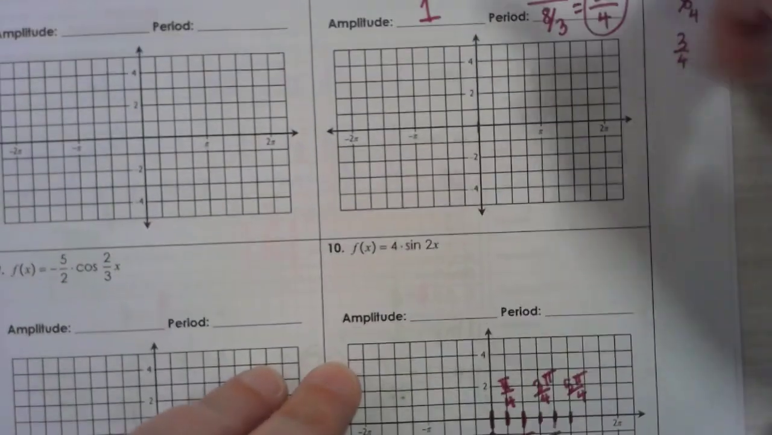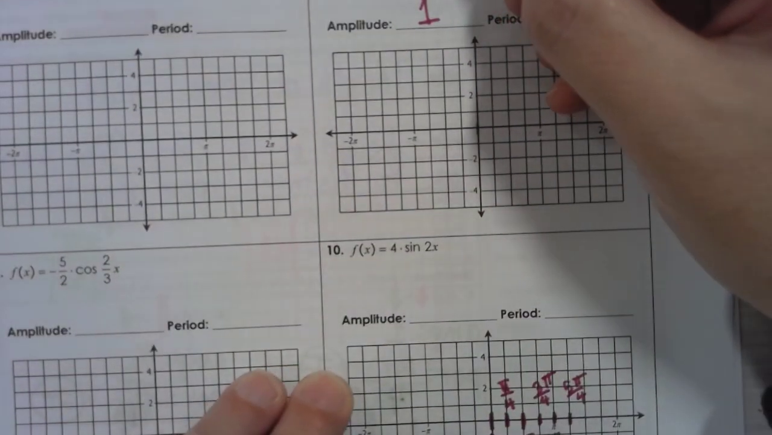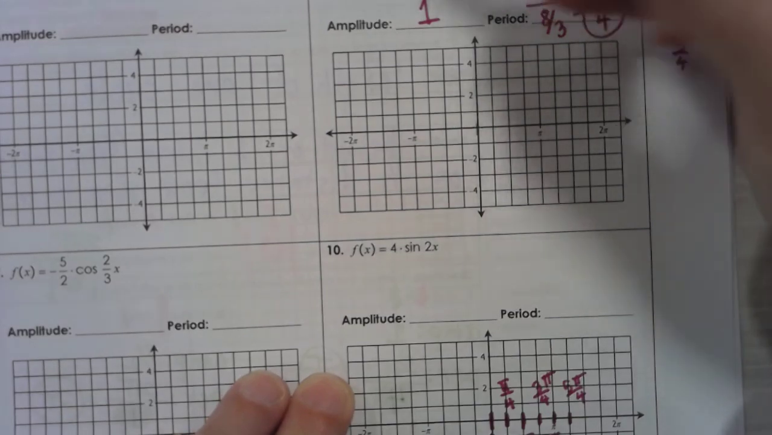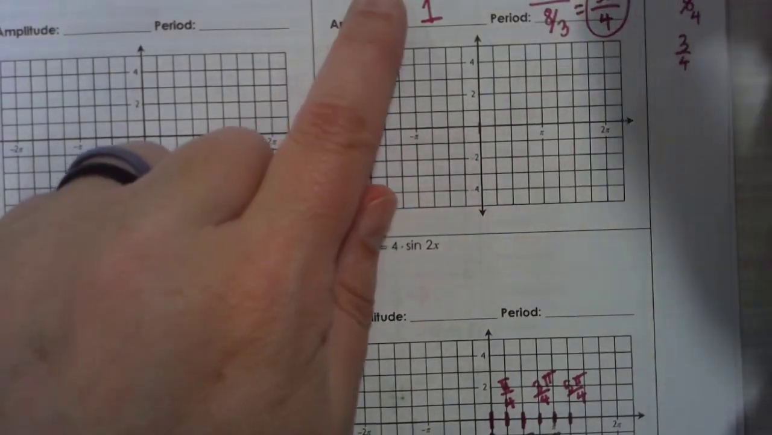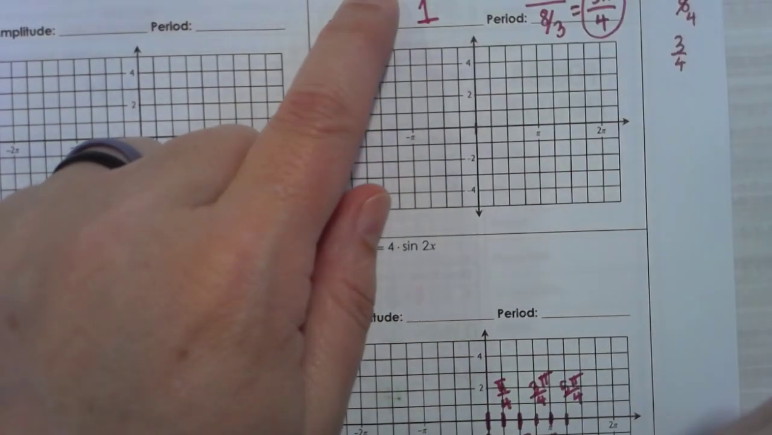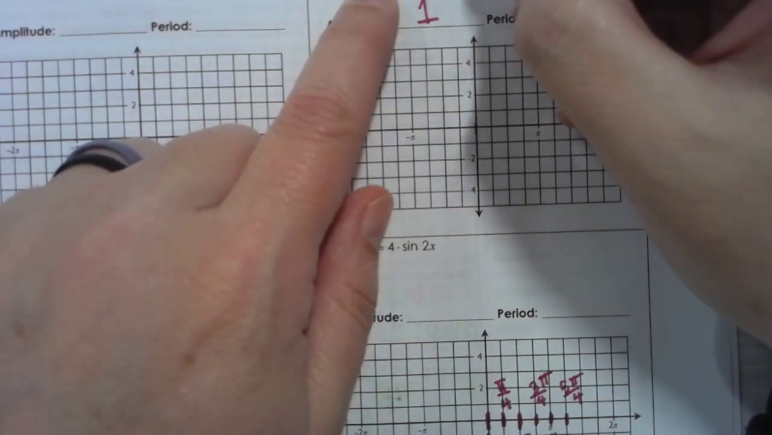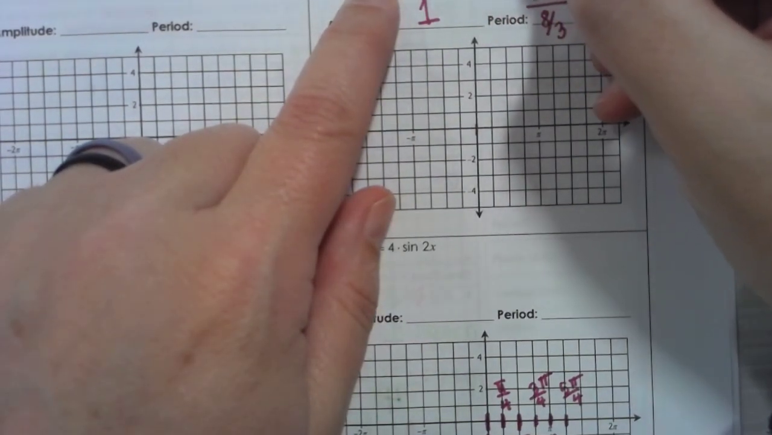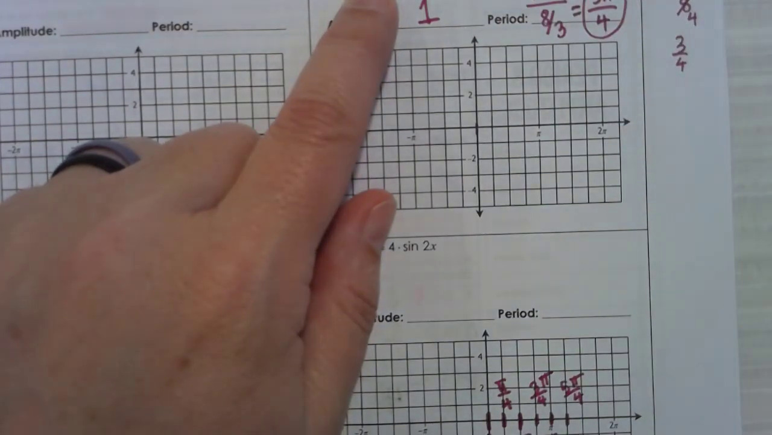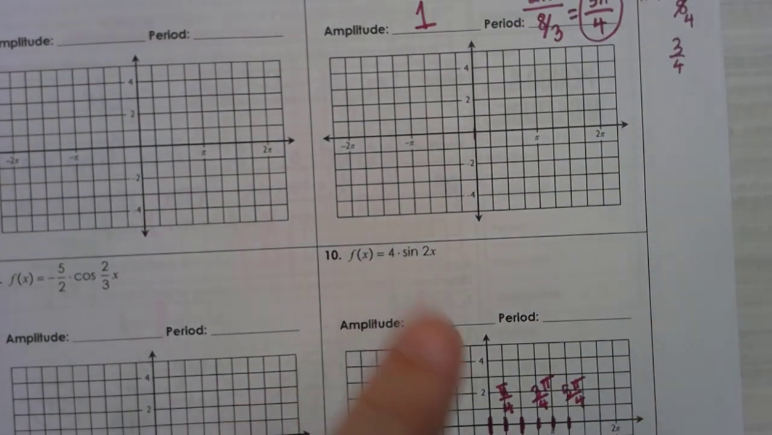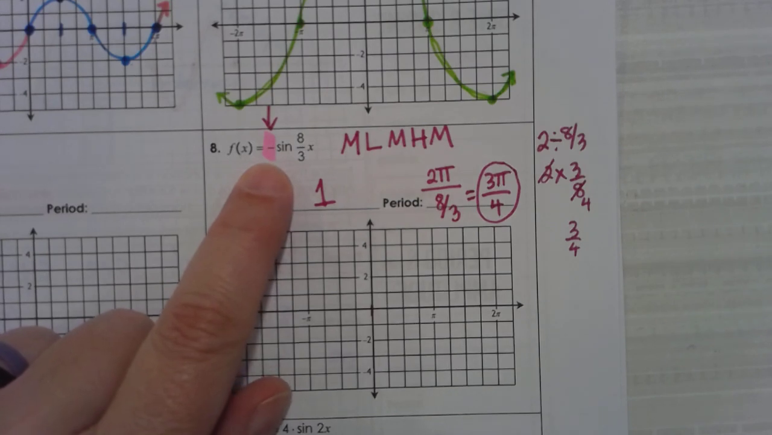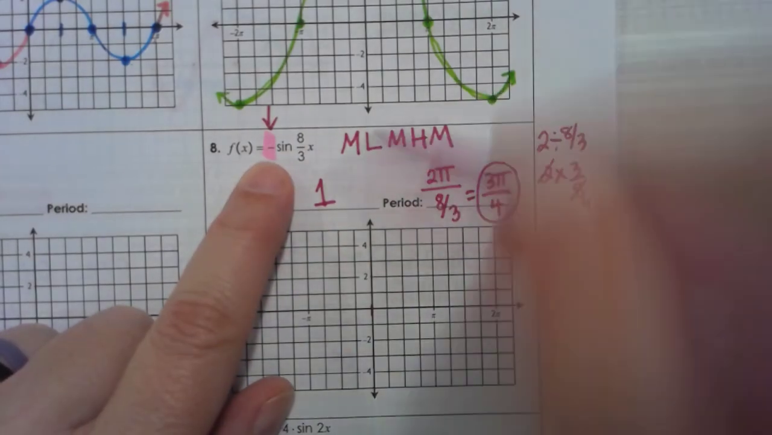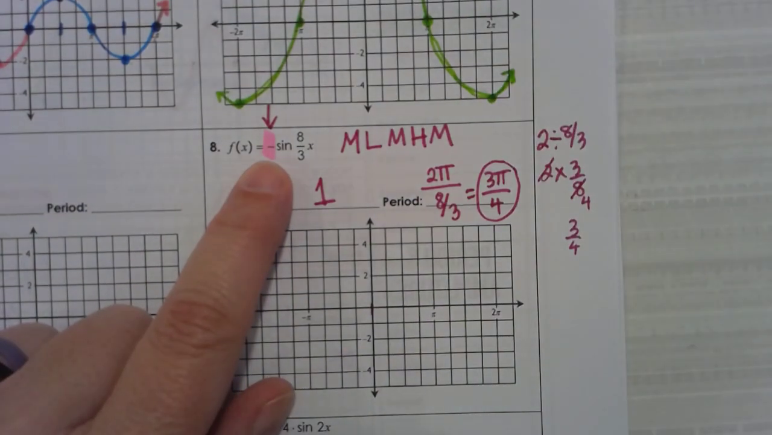Sine starts in the middle, so just keep looking back at that if you need to. Okay, so does this one go middle up or middle down? Because of this negative, we're going to go down. So this is going to go middle low, middle high, back to middle. Yeah, the negative makes it go down first.